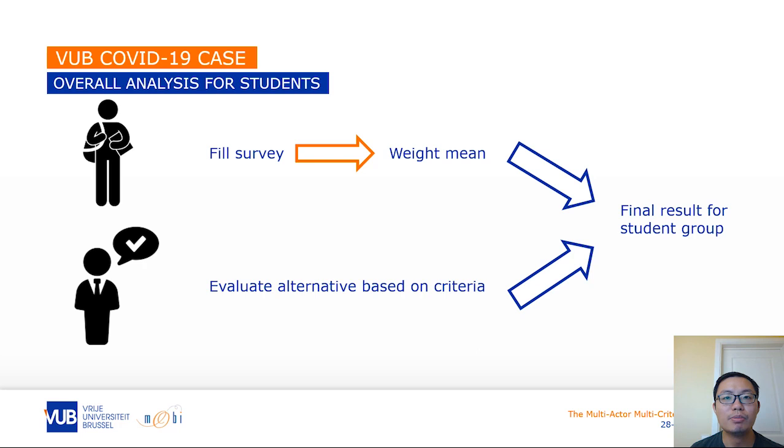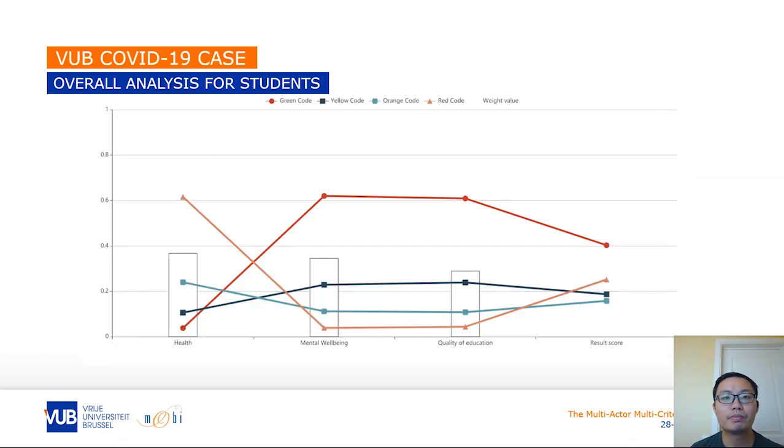In mass participation MAMCA, the overall analysis is applied by the collaboration between the stakeholder groups and experts. The stakeholder group fills the survey to allocate the weights, and the expert will evaluate the alternatives based on the criteria. The final result is obtained through the weighted sum of the evaluation. Here is a screenshot of the overall analysis for the student group.